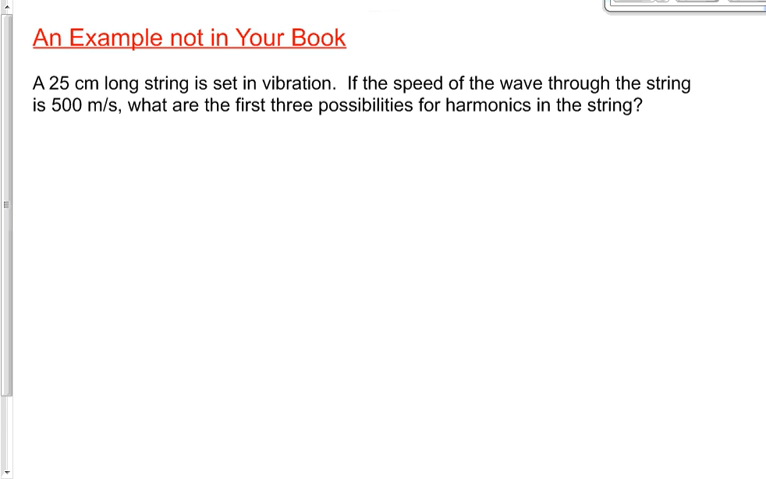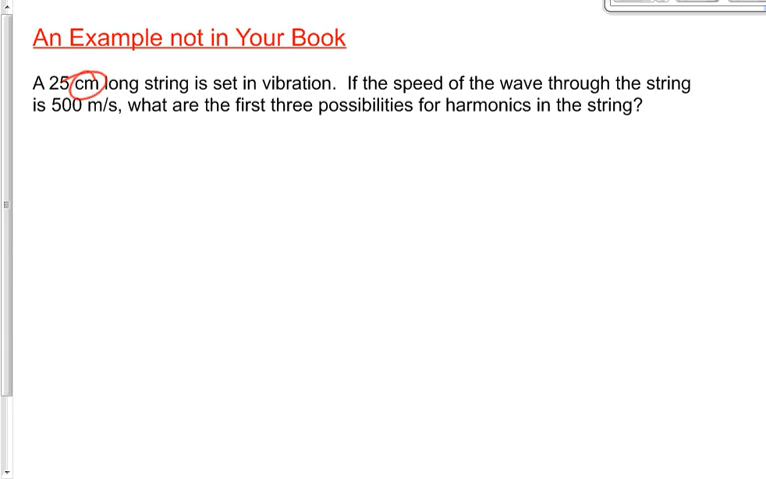First example today. In fact, the only real example today. We'll do a couple more practice questions as you're working, but the only real formal example that we'll do today is this: a 25 centimeter long string is set in vibration. I'm going to circle this centimeters because I don't want to keep it in centimeters. The speed of the wave through the string is 500 meters per second. What are the first 3 possibilities for harmonics in the string? In other words, what's the first harmonic, the second harmonic, the third harmonic?